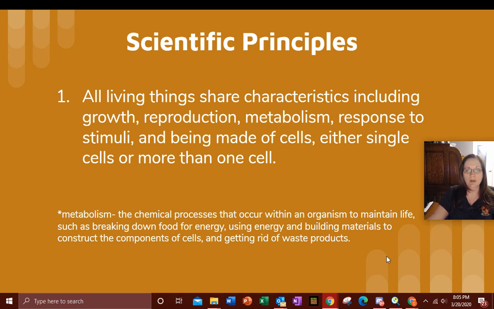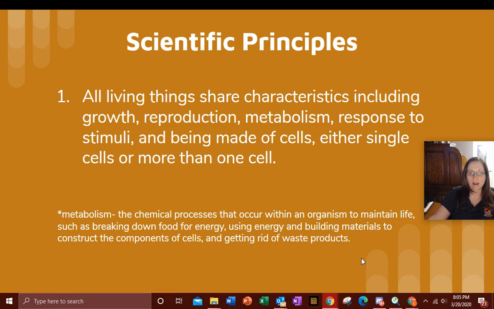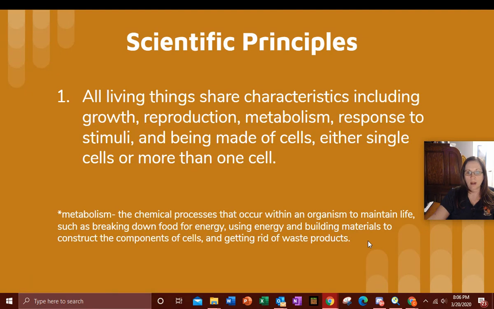So I also gave you a definition down there. You probably want to add that somewhere in your workbook, maybe on one of those back blank pages that you have. So metabolism is the chemical processes that occur within an organism to maintain life, such as breaking down food for energy, using energy and building materials to construct the components of cells, and getting rid of waste products. So go ahead and write those down. You can pause the video for as long as you need. Write those down, and then come back to finish it up.